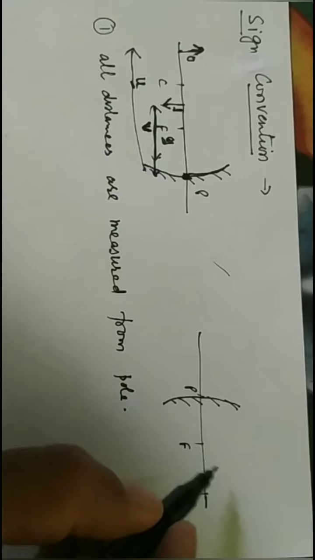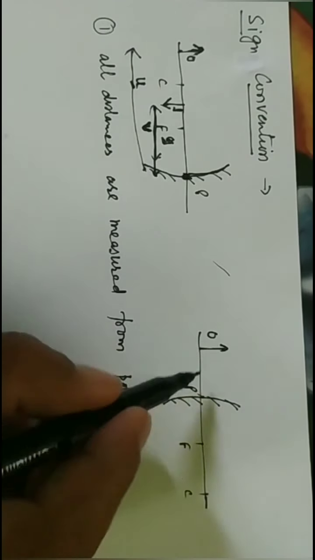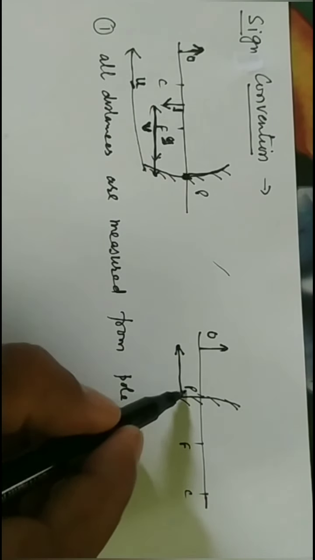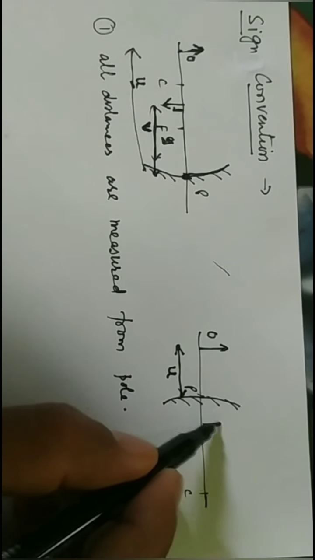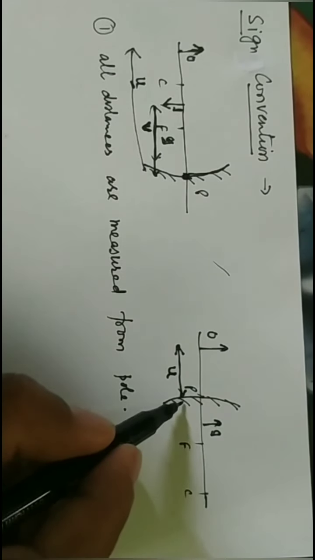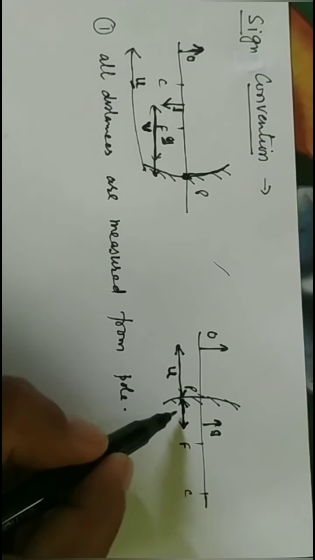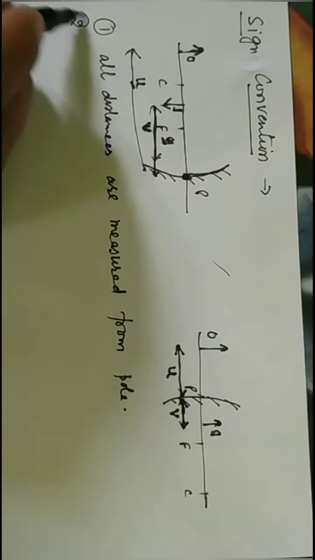Similarly here also, if I place my object here, the distance of the object is measured from the pole to this object, and the distance is u. The image is formed here. So here image I, and the distance of I is measured from this pole to I, and this image distance is v.